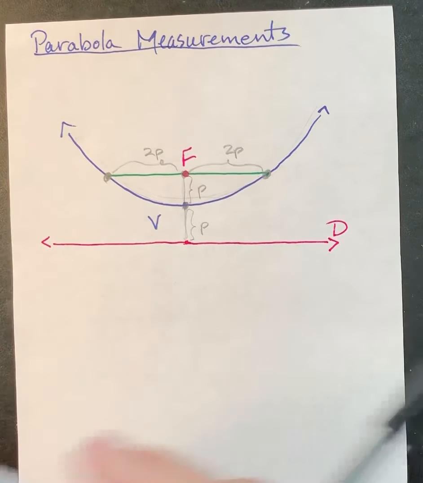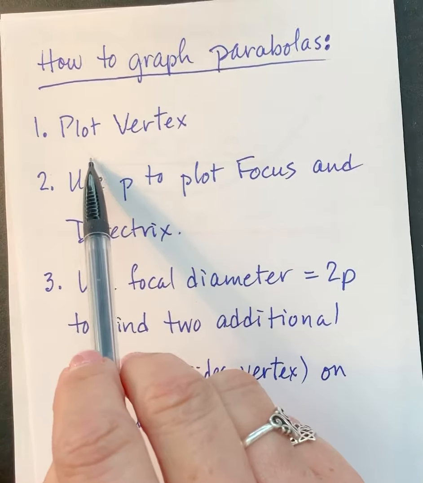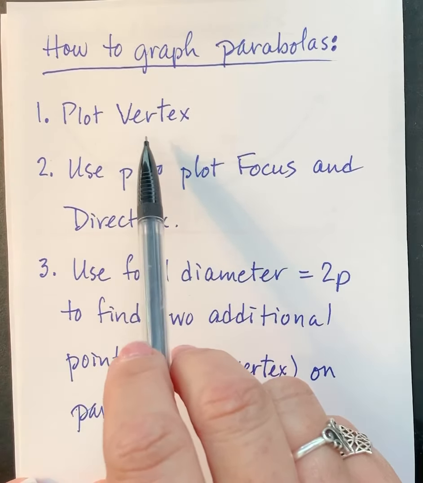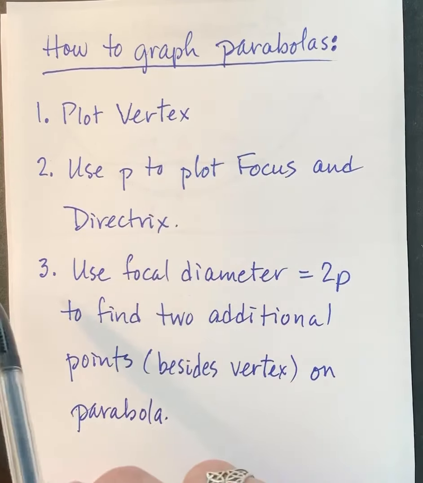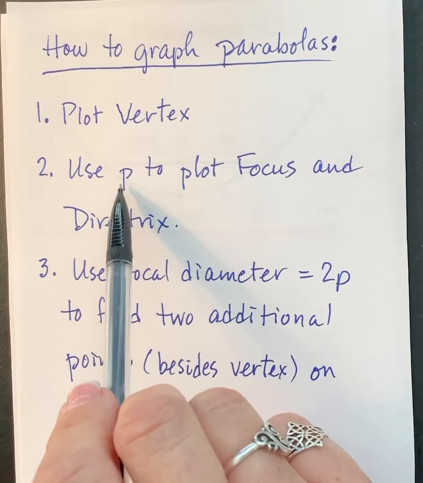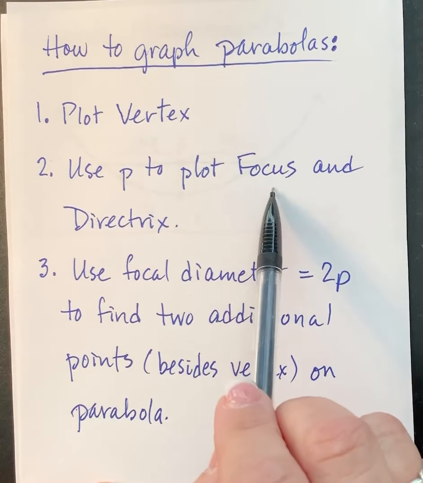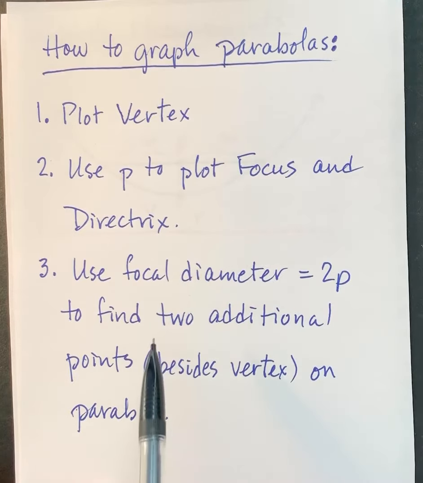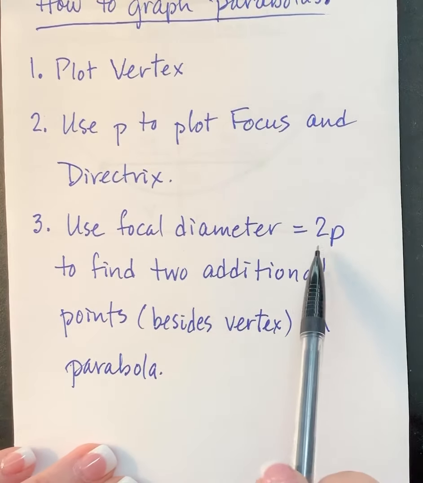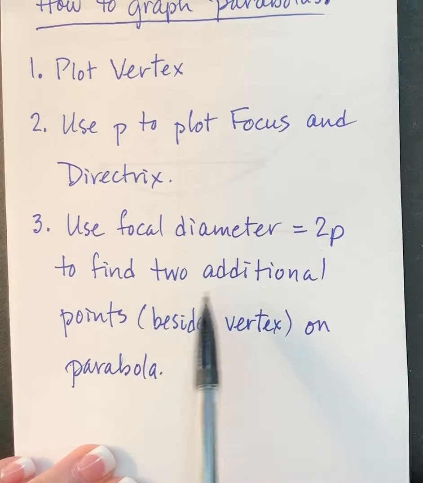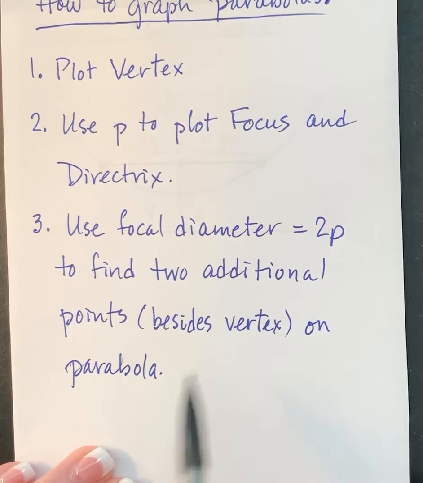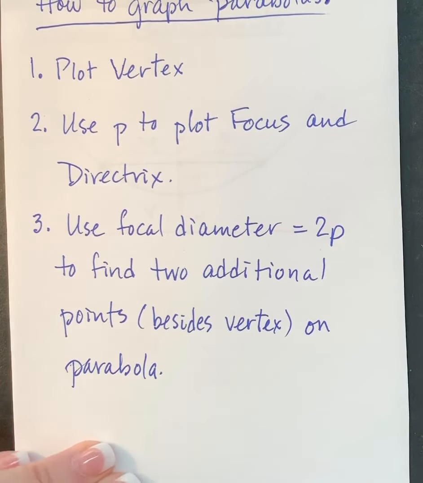Basically what you're going to want to do is first you're going to want to plot the vertex, which at first it'll just be 0, 0 as we get started. And then you'll use the value of p to plot the focus and the directrix. And then you'll use the focal diameter 2p to find 2 additional points besides the vertex that are on your parabola.